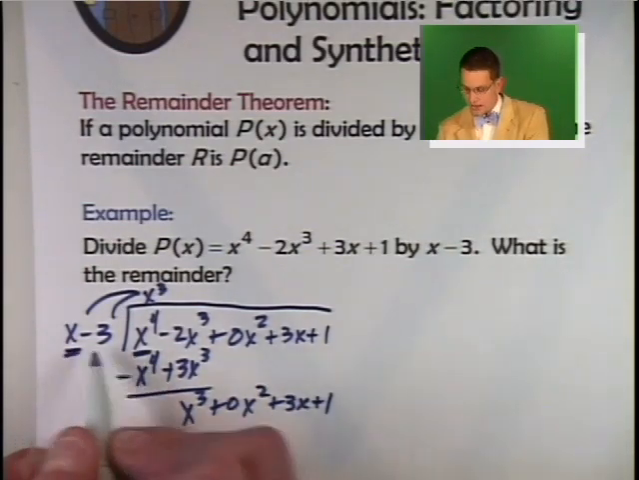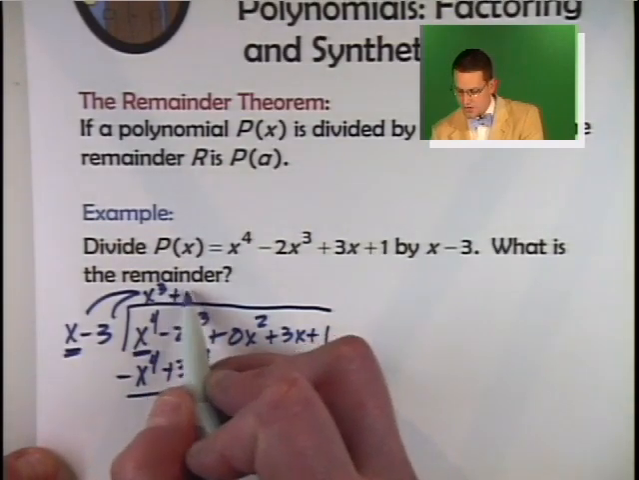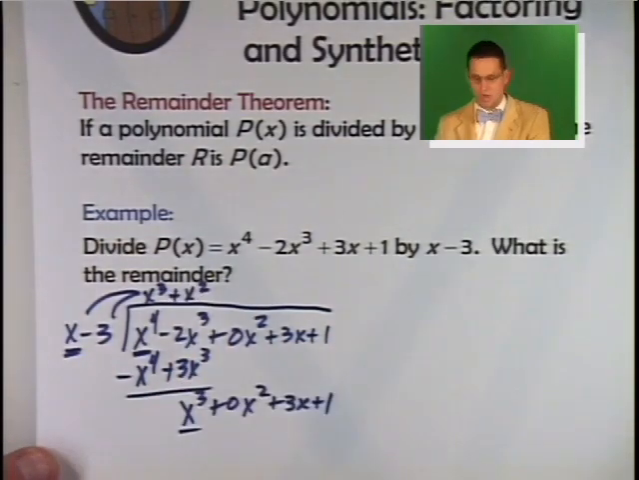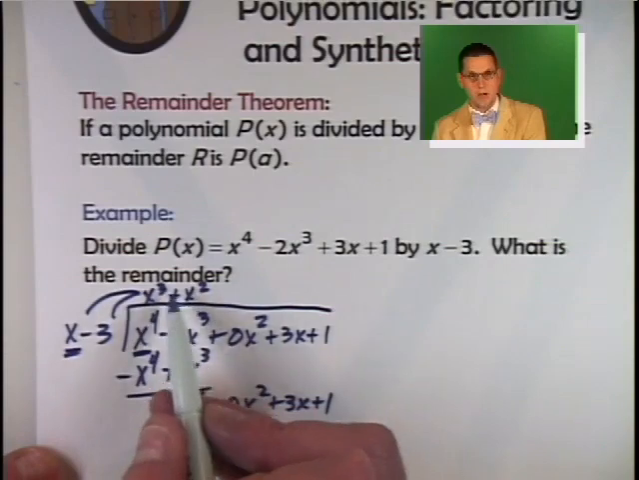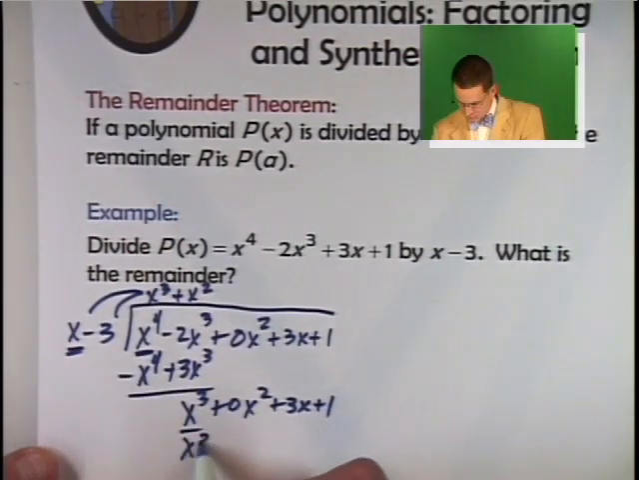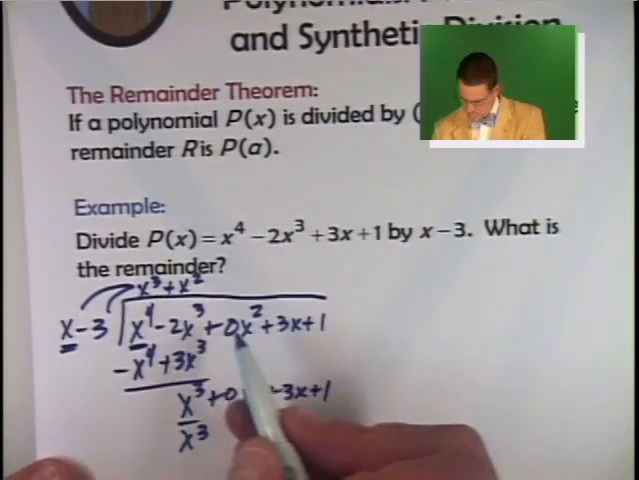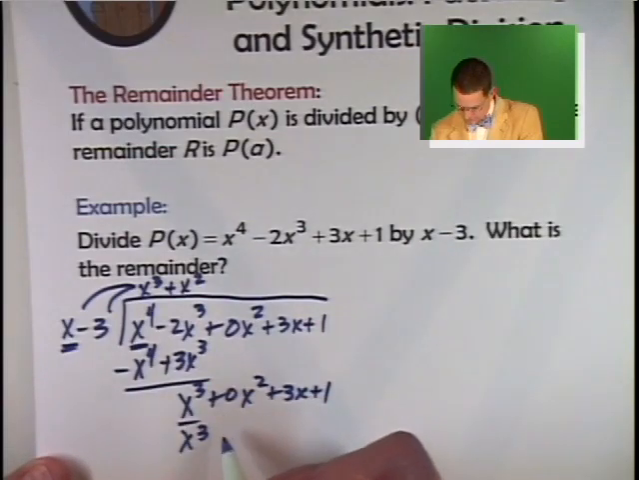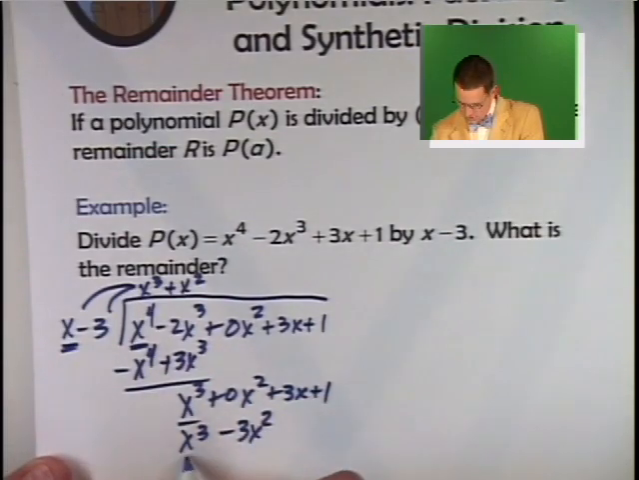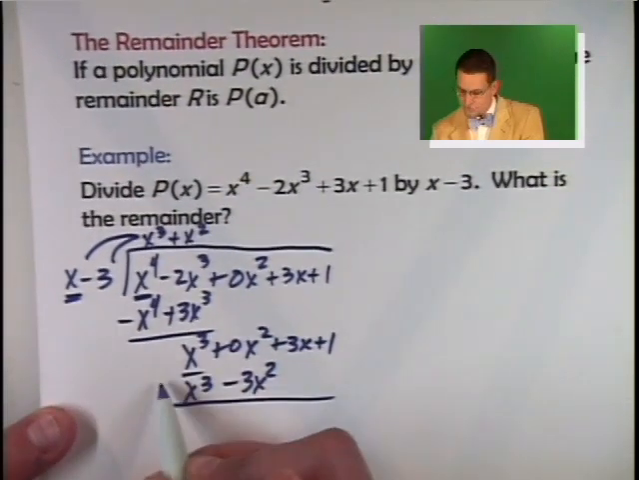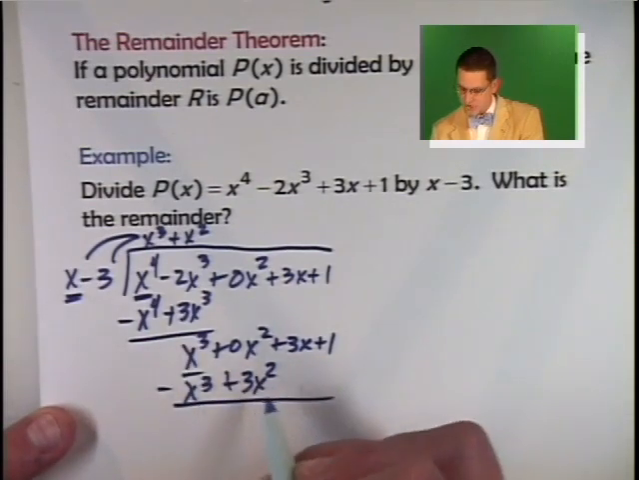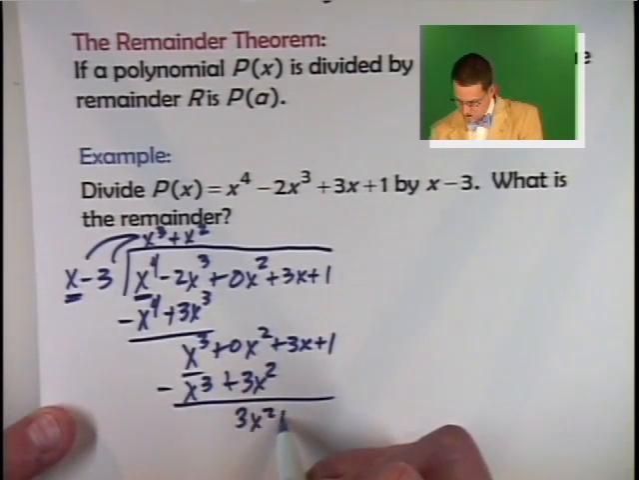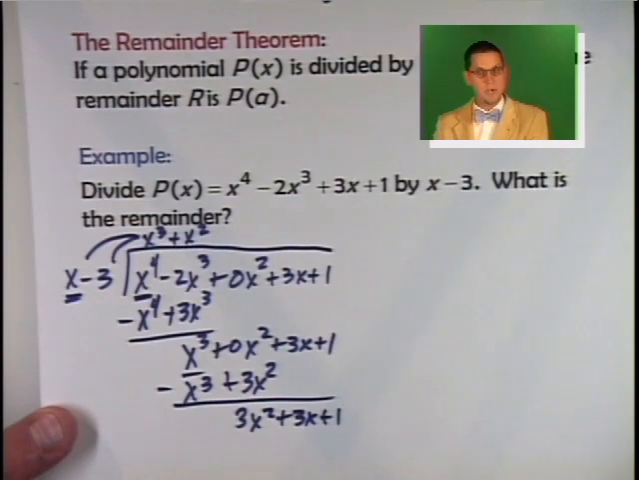Now we do it again. x goes into x cubed, positive x squared times. So we put plus x squared up there. And then we distribute from up top. x squared times x is x cubed. Those should be the same number at this point. x squared times negative 3 is negative 3x squared. And we have to change both signs. Okay, we get a 0 again. And now I get 3x squared plus 3x plus 1. Now we continue on.